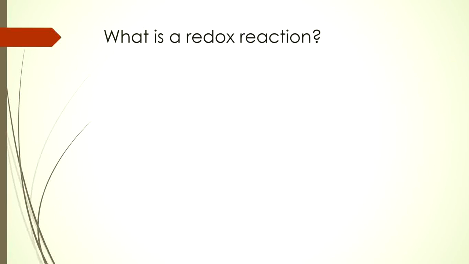So first we will learn what basically a redox reaction is. This term redox is coming from two words. Red is coming from reduction and ox is coming from oxidation. So a redox reaction is basically the combination of reduction and oxidation reactions, or you can say that a redox reaction is that kind of particular reaction where reduction and oxidation processes are going on simultaneously.